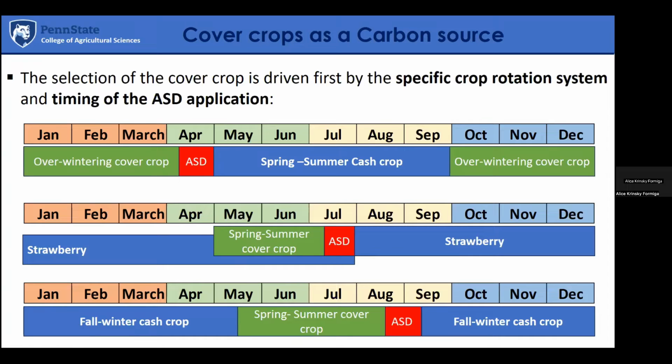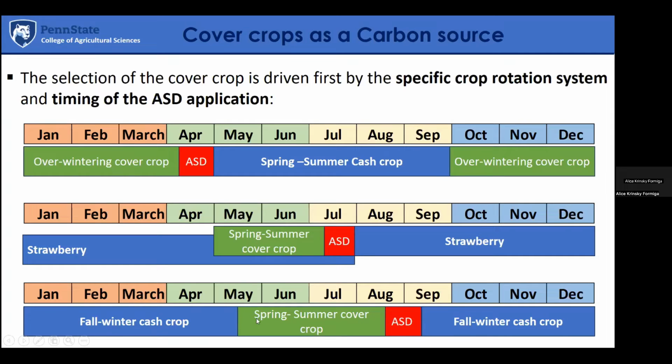And here is another example. Sometimes we have fall winter cash crops. And I'm making the case here that we are growing, let's say, a crop in a high tunnel. And we can do the application all the way to, let's say, the end of September, mid-October. But usually to establish a good fall winter cash crop, we need to plant it around September. And so the ASD treatment is applied 3-4 weeks before that.